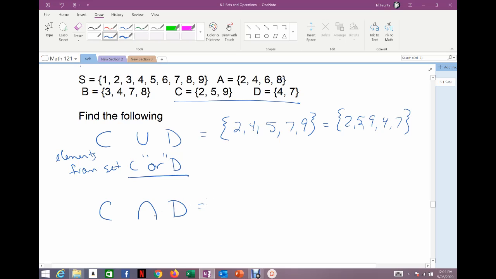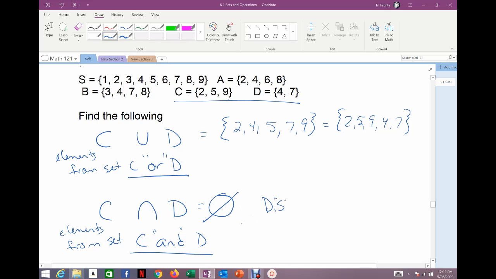The next one we're looking for, the symbol changes and it makes a big difference. I want the elements from the set C and D. That's what that notation means. So I want any element that is in both C and D. Well, C is the elements 2, 5, and 9. D are 4 and 7. They don't have any in common. The answer in set notation is the empty set. There are no numbers shared between C and D, and so the answer is the empty set.